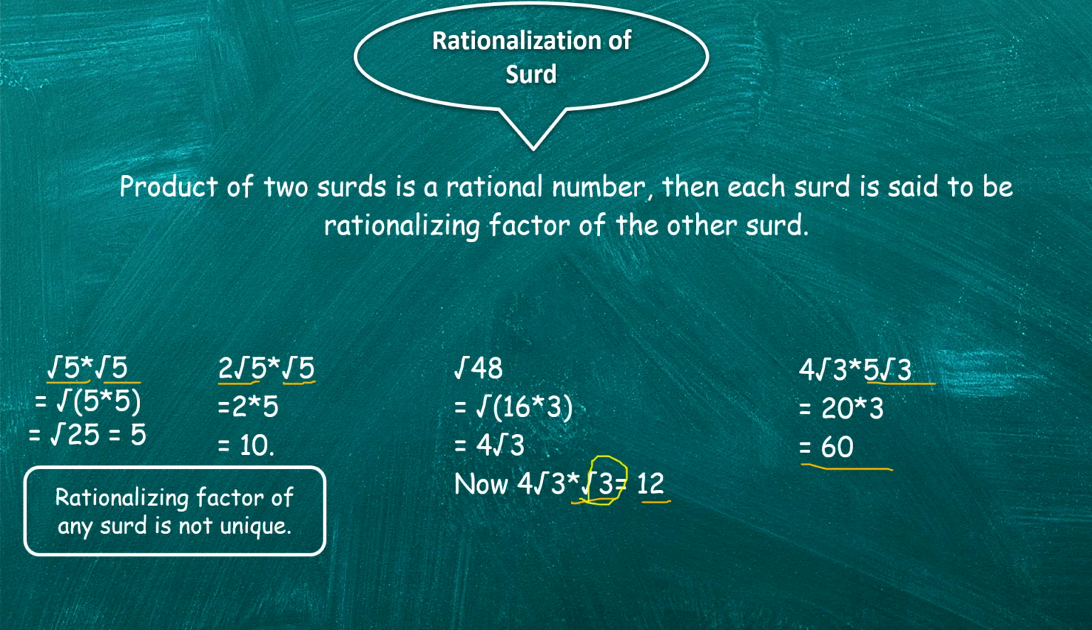So if you go on adding any non-zero positive rational number before root 3, it will be a rationalizing factor of root 48, such as 2 root 3, 4 root 3, 7 root 3, etc. I hope everyone is clear about the concept, that is rationalization of surds. Now we'll go forward.